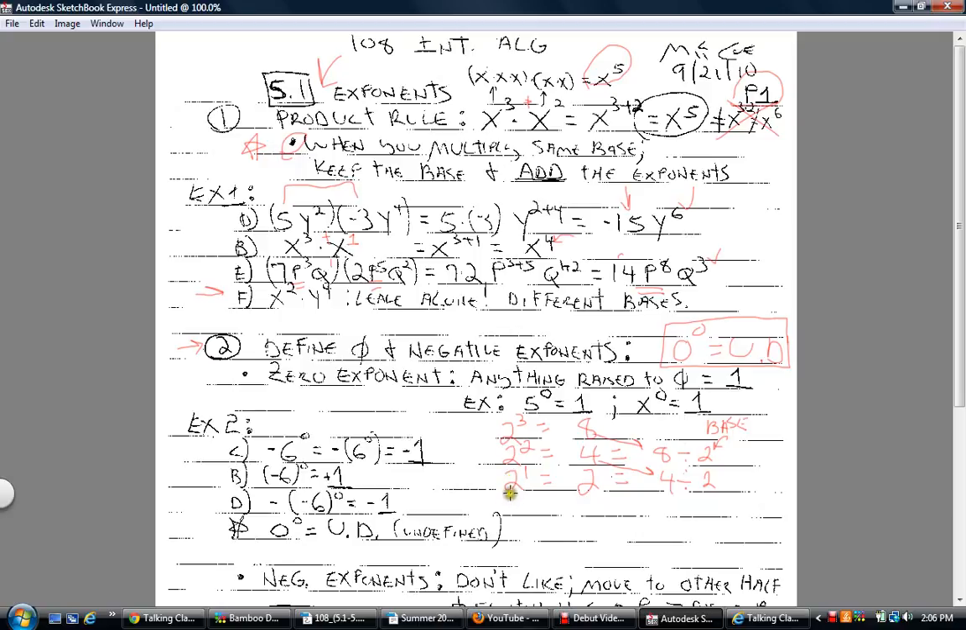This is one way to help remember that anything except for 0 raised to the 0 equals 1. Okay, there's the rule. You're probably going to memorize it, but why? Take the previous result, 2, divide by the base 2. What's 2 divided by 2? 1. There's where the proof comes in that anything raised to the 0 equals 1.